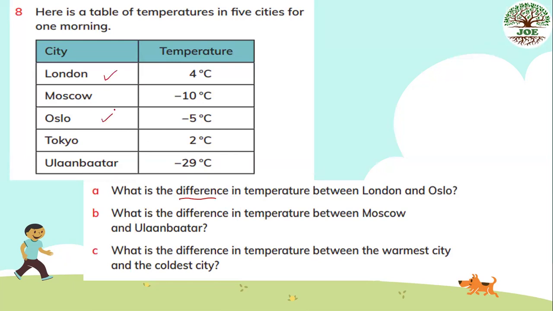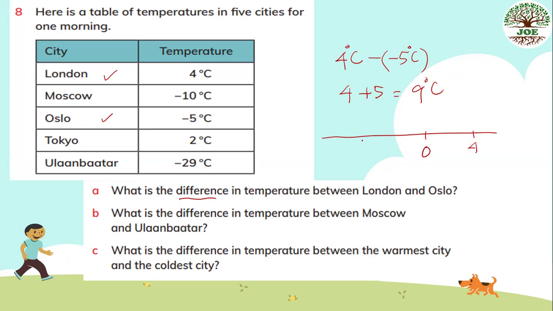London and Oslo. London is 4 degrees Celsius. Oslo is -5 degrees Celsius. The difference between them is 4 plus 5, it is 9 degrees Celsius. On the number line, here is 0, here is 4, and here is -5. Between 0 to 5 is 5, 0 to 4 is 4, so the sum of them is 9 degrees Celsius.